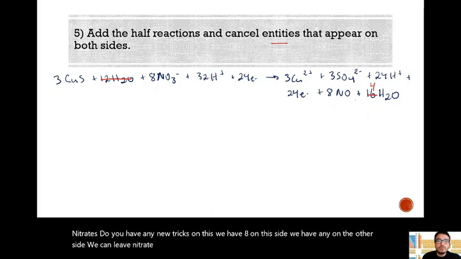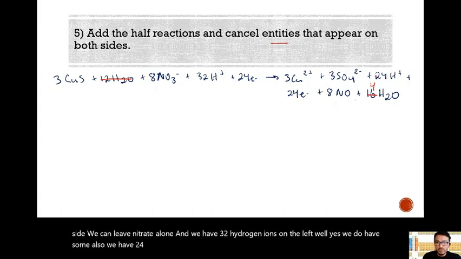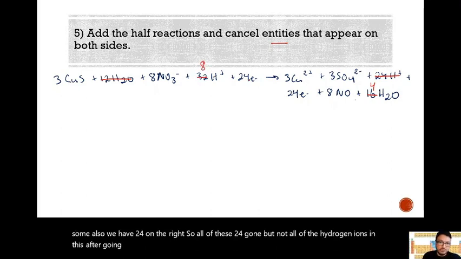And we have 32 hydrogen ions on the left. Well, yes, we do have some also. We have 24 on the right. So all of these 24 are gone, but not all of the hydrogen ions on this side are gone. We're going to be left with 8 hydrogen ions.